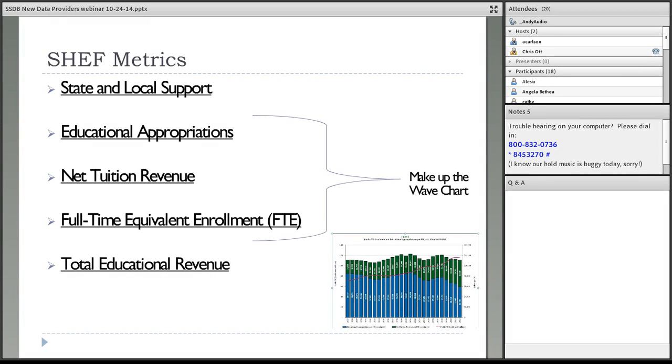It's probably the thing that most everyone is most interested in in the annual SHEF report. It's what the media always focuses on. It tracks for the nation state and local support per student, tuition revenue per student, and enrollment growth over a 25-year period. You can look at that chart on the bottom right and see why we call it a wave chart.